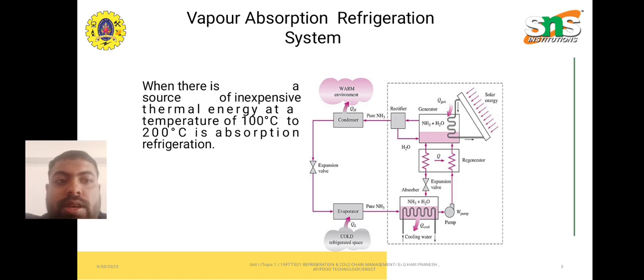like rectifier, generator, regenerator, absorber, pump, and cooling water. It has other normal components like condenser, expansion valve, and evaporator. Instead of a compressor, it has an absorber. Here the working process is similar: the evaporator produces the cold refrigeration effect, and in the condenser the heat is rejected outside.